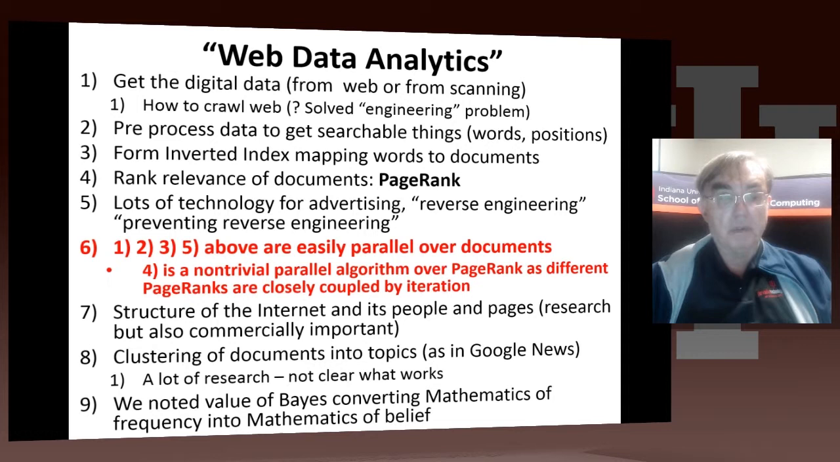If you look at everything except 4, it is sort of trivially parallel because every document can be processed independently. PageRank is parallel, but not trivially parallel, in that PageRank involves iterations over many sites which are linked together, because you're iterating a formula which involves going to a given site and then looking at all the places it points to.